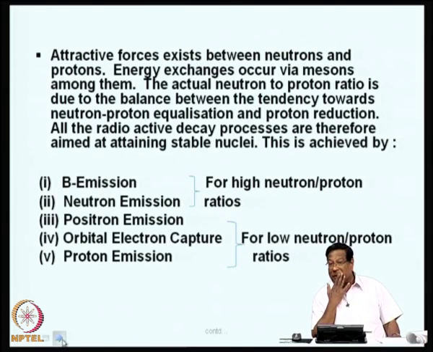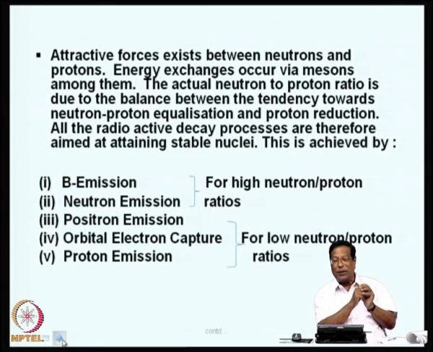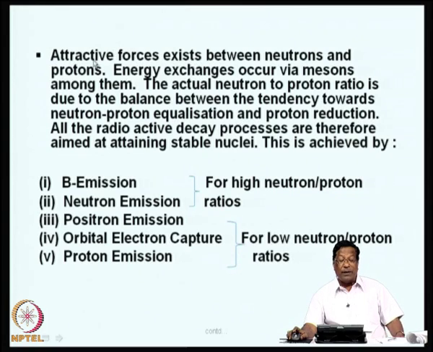Now, if the neutrons and protons are present in the nucleus, how do they coexist together? Because protons have positive charge and neutrons have no charge, there has to be some sort of binding property to hold them together. So, we conclude that there must be some sort of attractive forces between neutrons and protons. Energy exchanges must also be occurring via mesons among them.